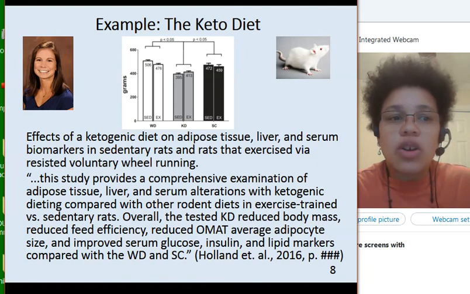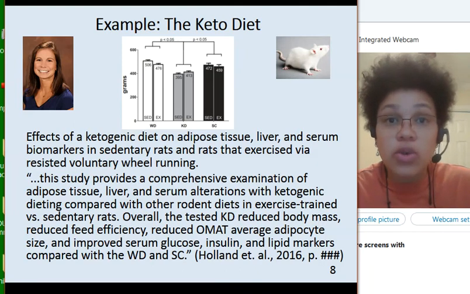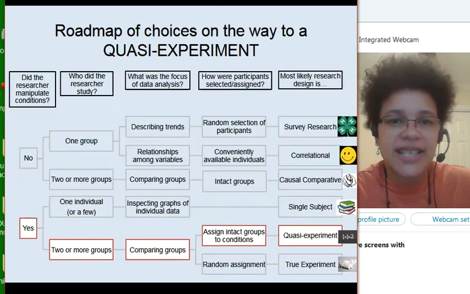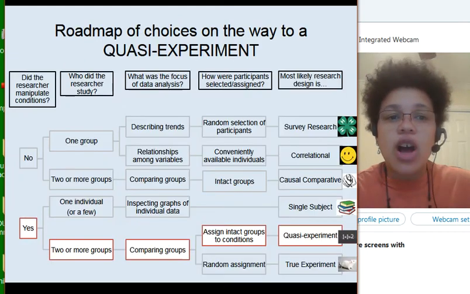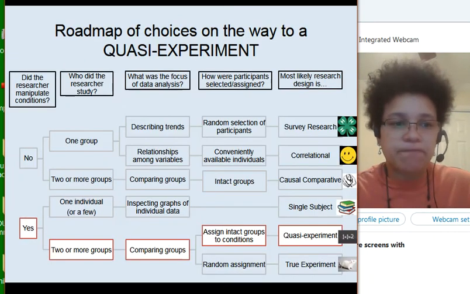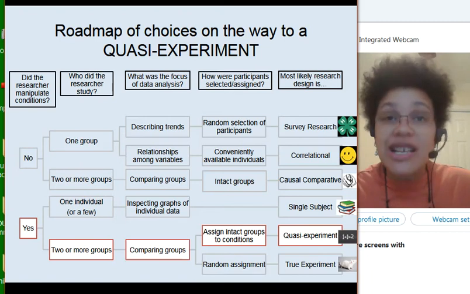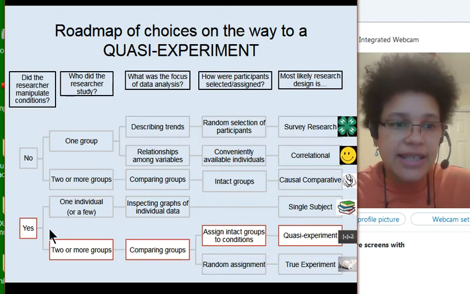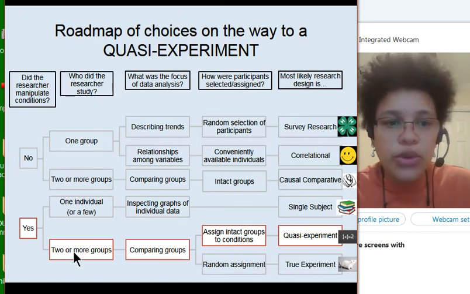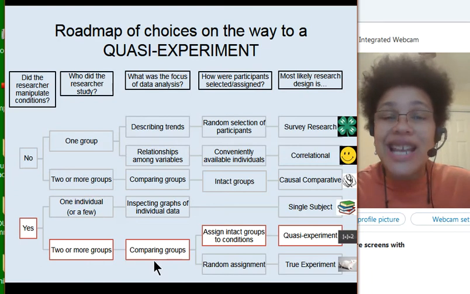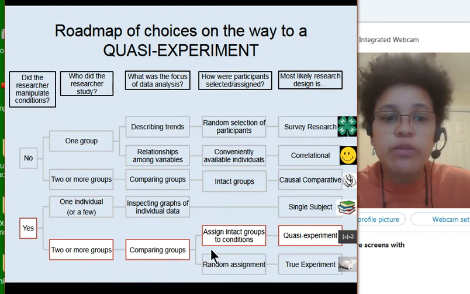So I thought this was a really good example to show you of a research study. I'm sorry, a true experiment. The rat study. Now let's talk about a quasi experiment. The researcher does manipulate conditions. Yes, there are two or more groups. The focus of the data analysis is on comparing groups.